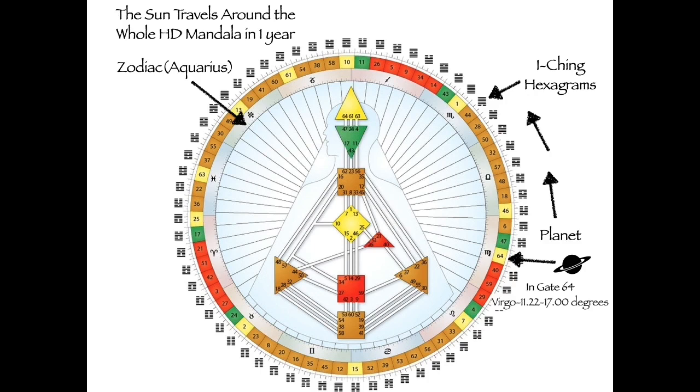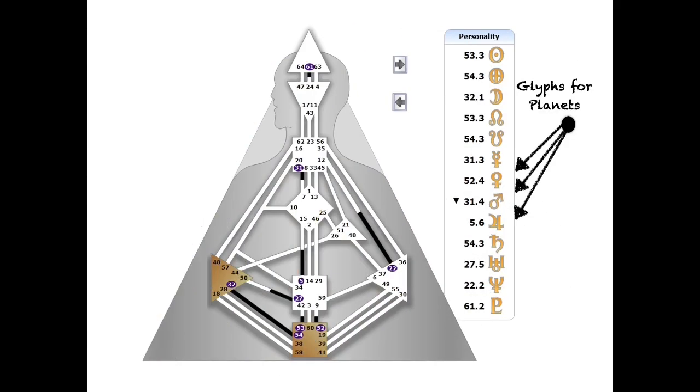So let's go in and have a look at what the glyphs are and what the glyphs represent. And one last thing I forgot to say was also Saturn goes around the mandala in about 28 to 29 years. When we talk about glyphs, we're talking about the symbols that are for the planets. So on the right-hand side here, we have the glyphs for all the planets that are in the body graph. And the glyphs are for the sun, earth, moon, and it goes down. So the next slide, I'll have all the names for all the different glyphs.